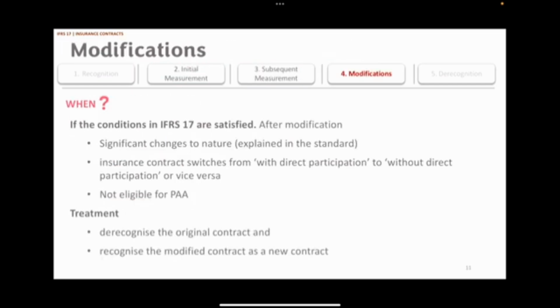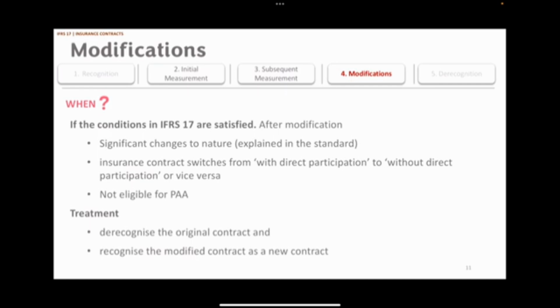Now the question is, what happens when there are modifications to an insurance contract? When does some change to the contract qualify as a modification to the insurance contract? IFRS 17 states a few conditions when changes to the contract are to be treated as modifications to the insurance contract. It also says when a contract switches from with direct participation to without direct participation or vice versa, it is treated as a modification to the contract. Also, if a contract that is following a premium allocation approach does not qualify for the same approach after modifications, then that type of change is also treated as a modification to the insurance contract.